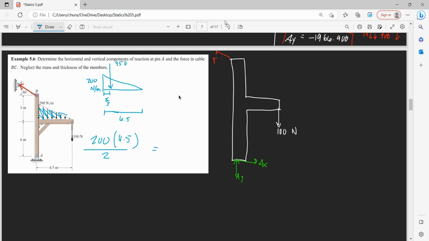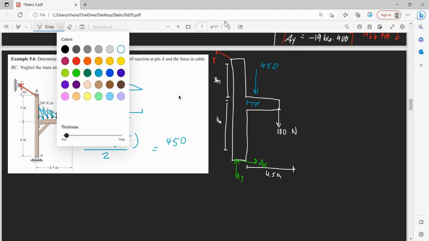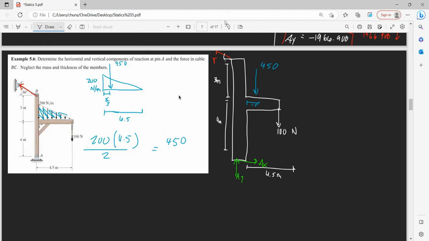And if we take 4.5 and divide it by 3, it acts at 1.5. So 1.5, and we have our 450 newtons. Right, and I'll just draw some other geometry things. This is 3 meters. This is 4 meters. And we have an angle of 30 degrees. Okay, so let's start off with our equations.